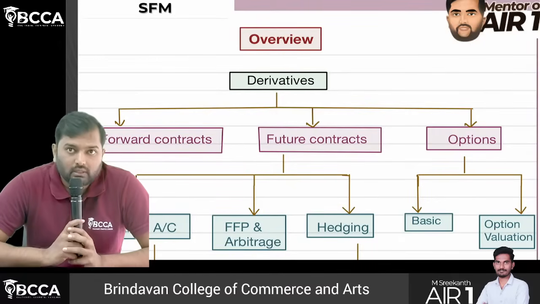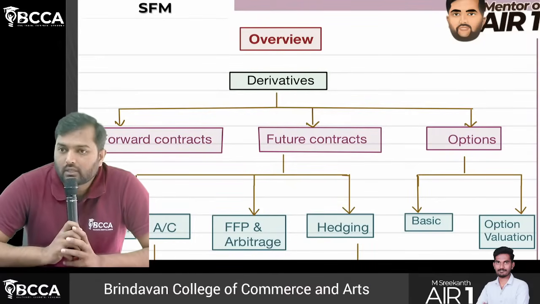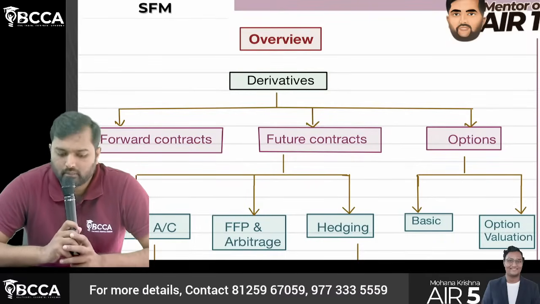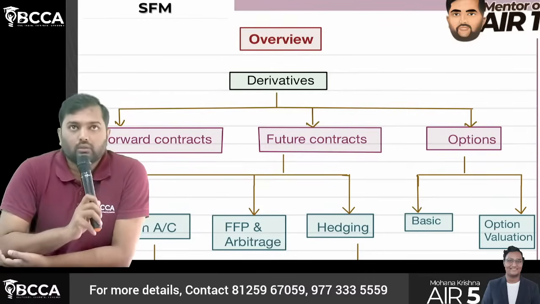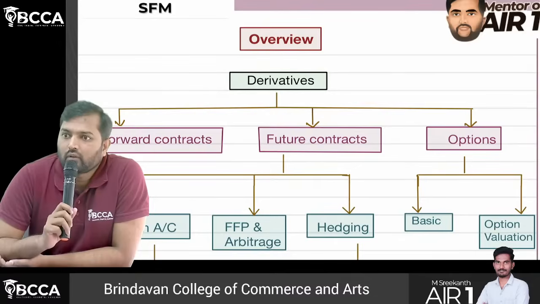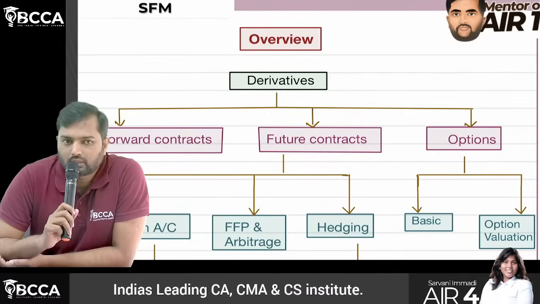So derivatives is a simple topic. The weightage of this topic is 7 marks, 6A and 6B, and you will get 3 multiple choice questions. So we have 3 types of derivatives: forward contract, future contract, and options.